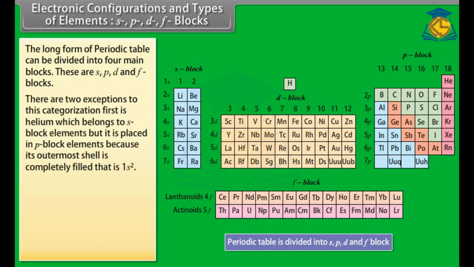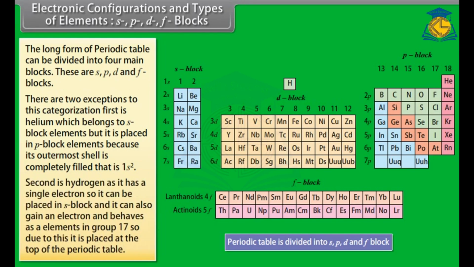There are 2 exceptions to this categorization. First is helium, which belongs to S block elements, but it is placed in P block elements because its outermost shell is completely filled, that is 1s2. Second is hydrogen. As it has a single electron, it can be placed in S block, and it can also gain an electron and behave like the elements in group 17. So, due to this, it is placed at the top of the periodic table.